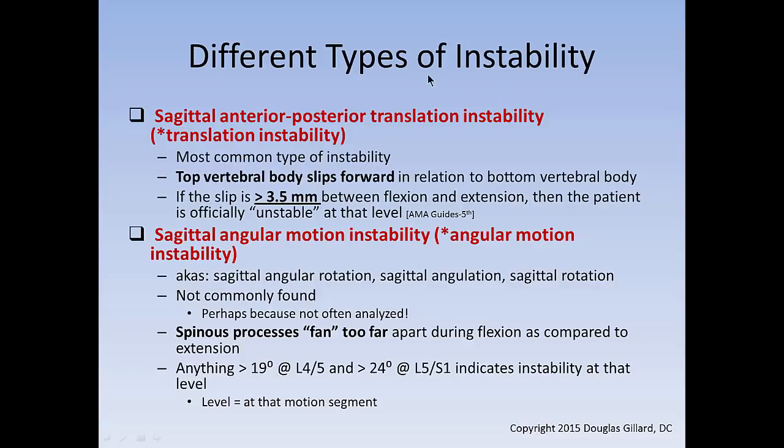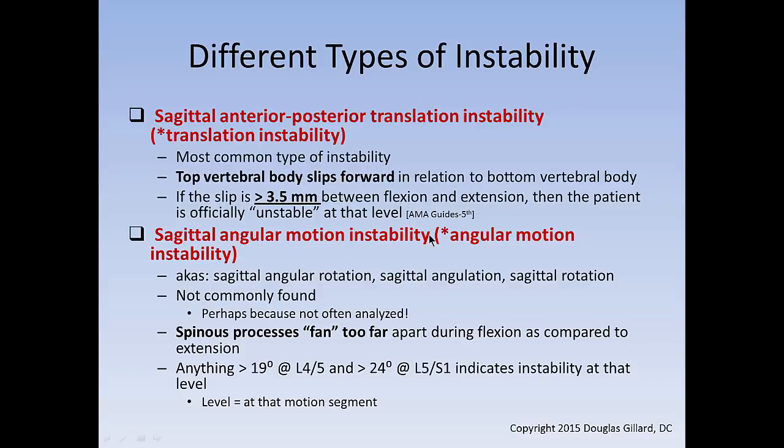Types of instability. This is important stuff to know. There's sagittal anterior-posterior translational instability. That's the one we're used to. That means there's a slip going forward and backwards. Typically, in California, we use the AMA Guides 5th. Anything greater than 3.5 millimeters means the patient is unstable. Not a good thing.